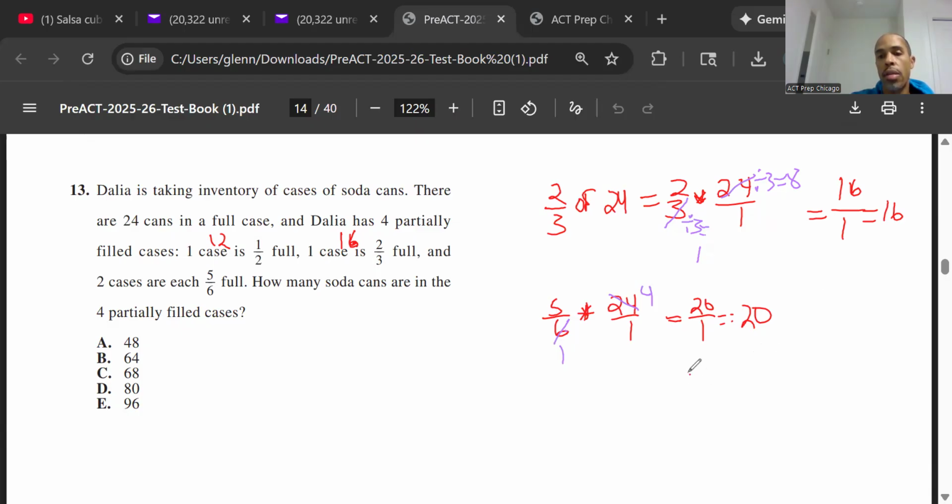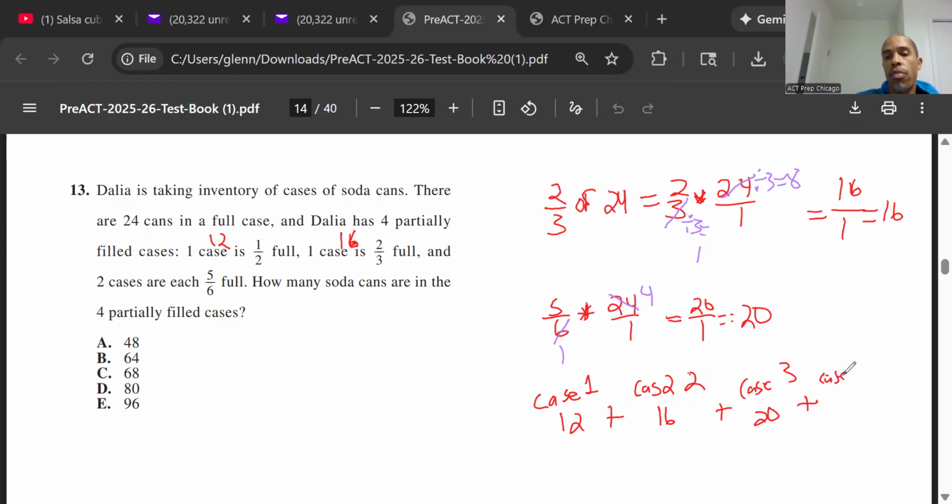So we had a case full of 16. We had a case full of what? Oh no, first it was the half case. The half case was 12, right? So we could say case one was 12 cans, plus case two, which we figured would be 16 cans, plus case three is 20 cans, and also what?